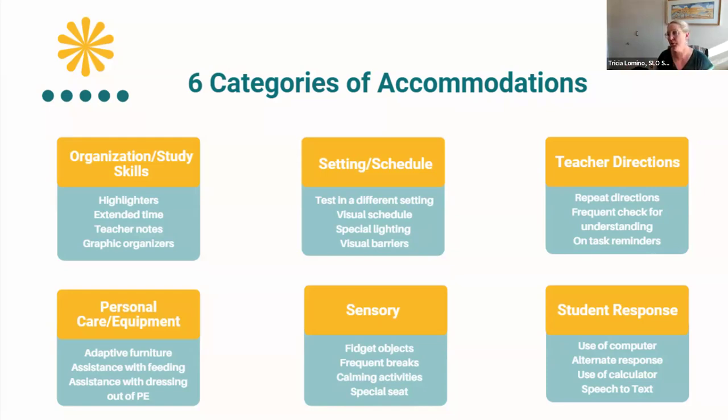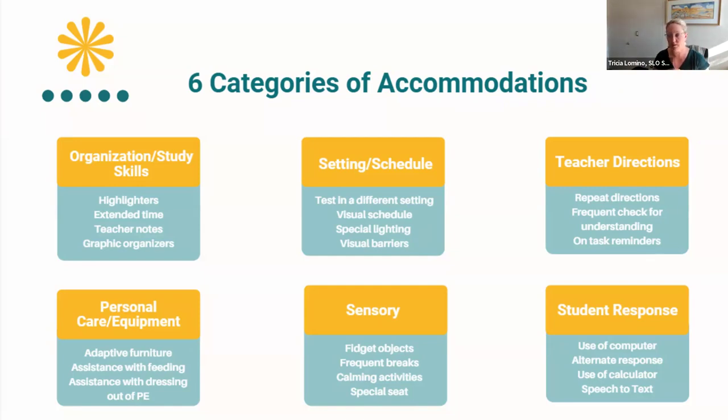We have, I guess we'll go right under that, student response. Are there things that we need to change for how the student responds? Maybe in a test, they can orally dictate the answers. They can use a calculator. They can use speech to text or text to speech, right? So we need to consider how the student responds in accommodations.